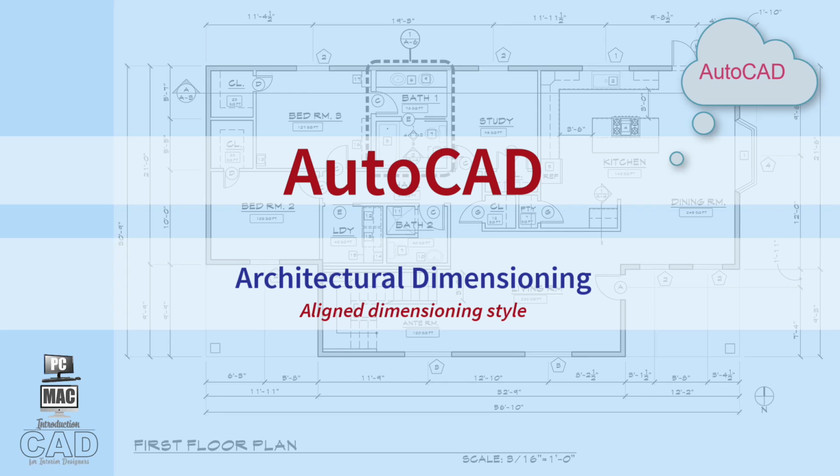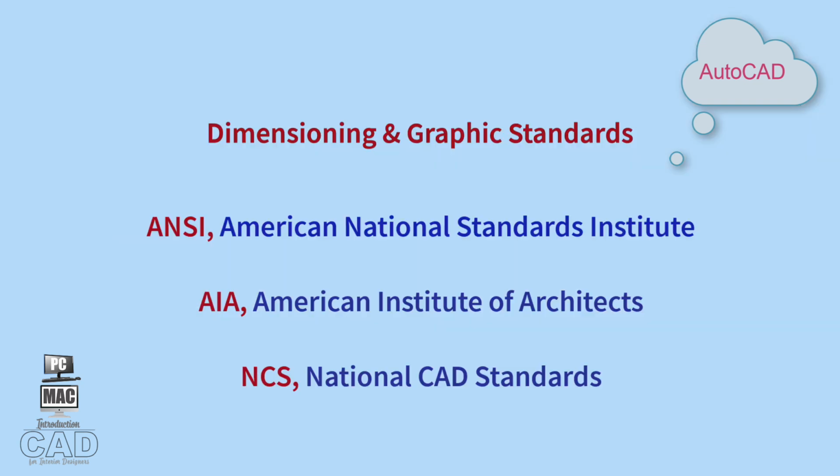In this video, you will be introduced to the aligned dimensioning style for architectural drafting in AutoCAD. The dimensioning protocol, or style of annotating mechanical and structural measurements in architecture and interior design within the United States, is referred to as the aligned style. Let's look at the parts of a dimension to better understand the reference of the term aligned.